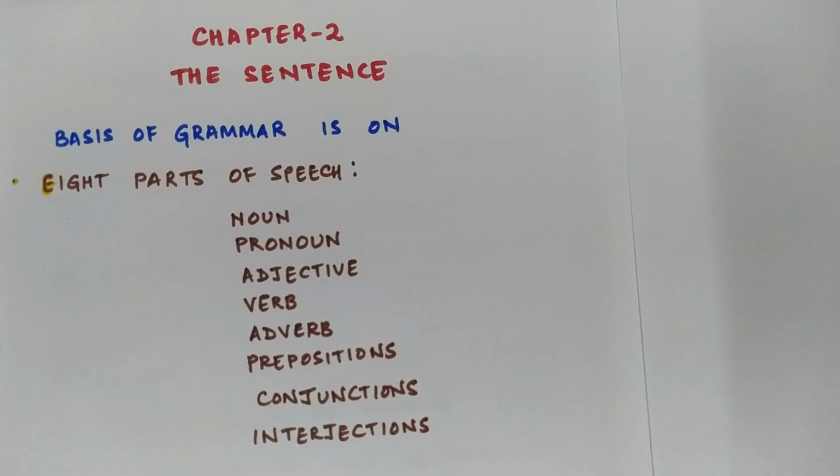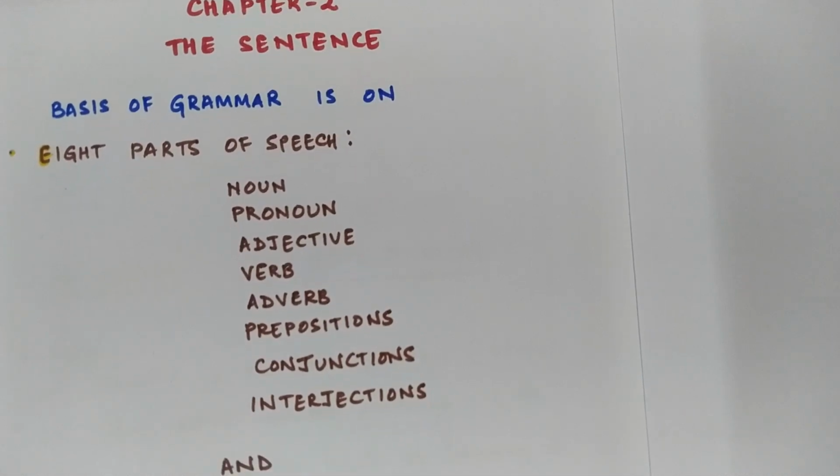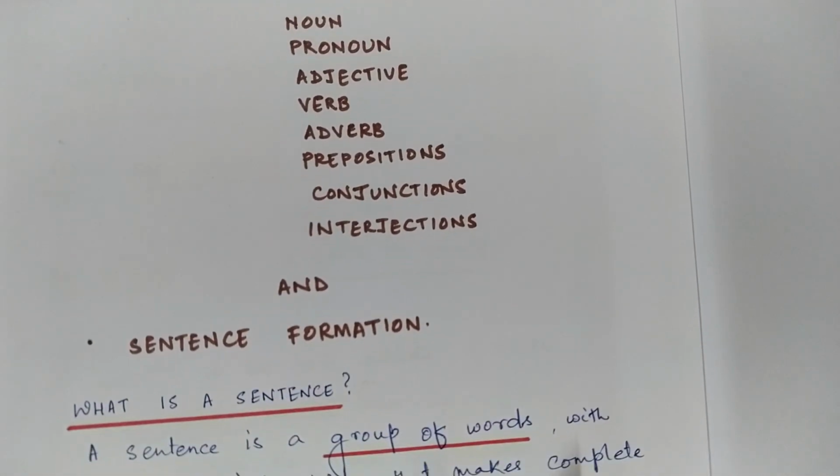The sentence. Now students, in this topic I have tried to explain the basics of sentences by giving you a lot of examples by which you can clear your concepts about sentences and how to identify a sentence. Now children, the basis of grammar, as we know, is based on 8 parts of speech. What are the 8 parts of speech, children? They are noun, pronoun, adjective, verb, adverb, preposition, conjunction, interjection, and the basis of grammar is also on sentence formation, which is your main topic of today.